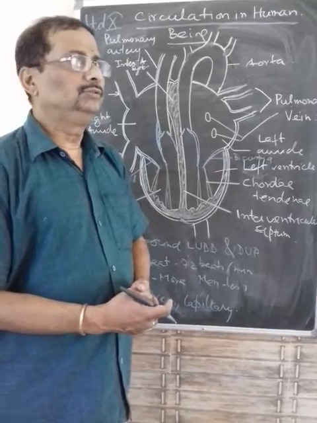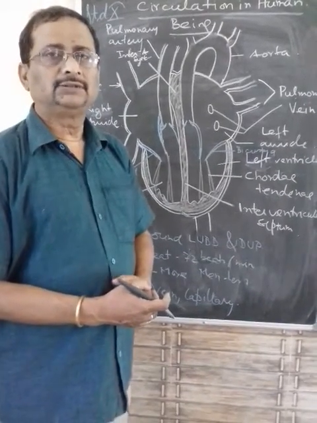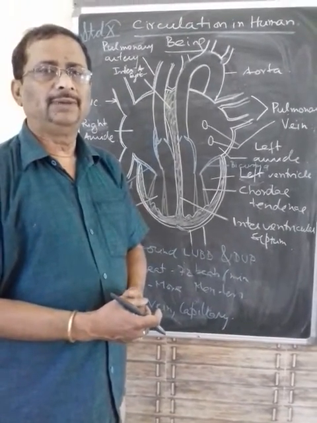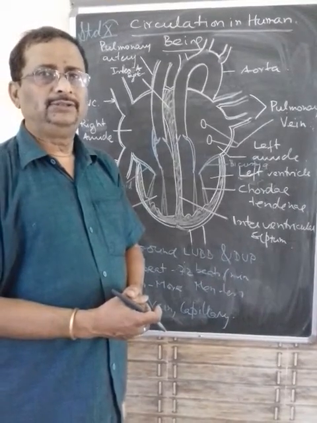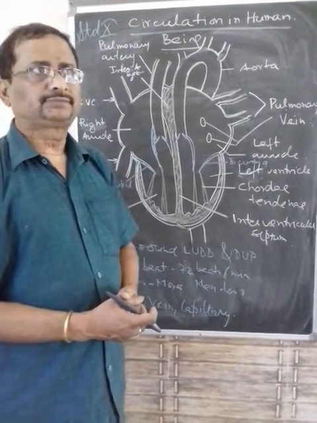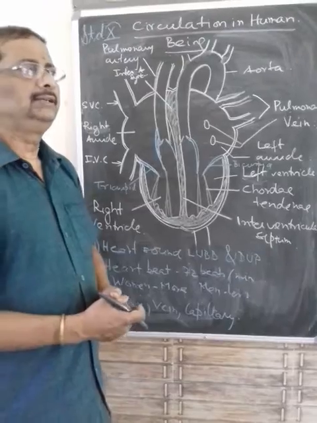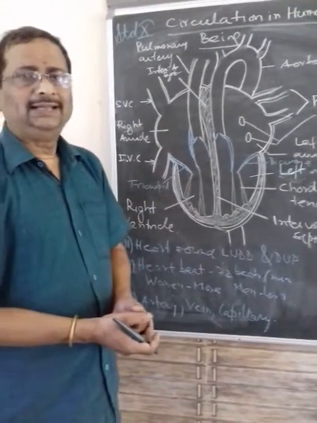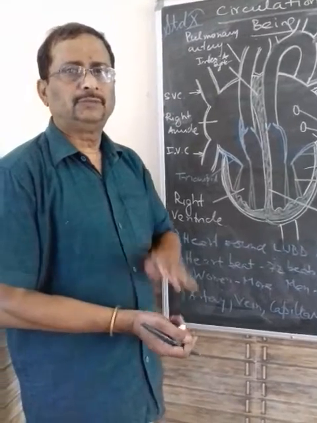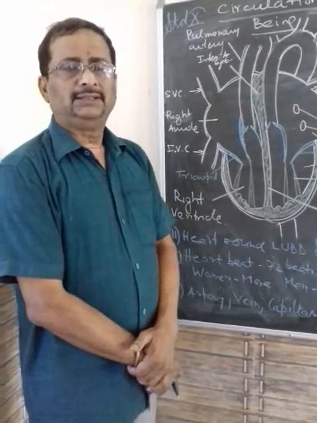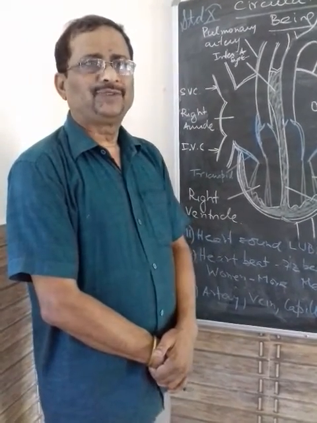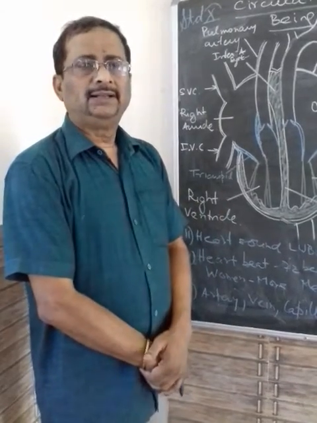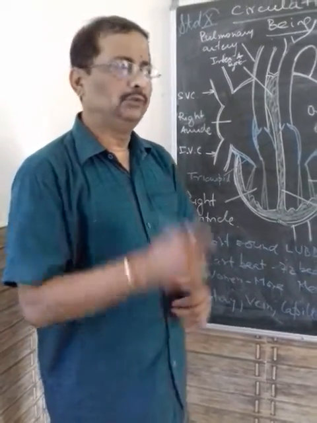Today we are going to continue the chapter on circulation of blood in human beings, and we are going to discuss today about the heart. Now, in the human heart, the heart is 4-chambered, and in every organism, if you see from lower to higher organism, the chambers of the heart increase. So, the more the chambers of the heart, the better the way of circulation.